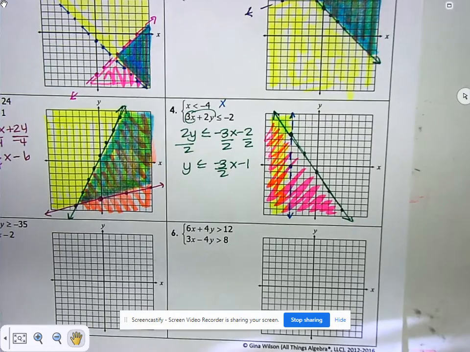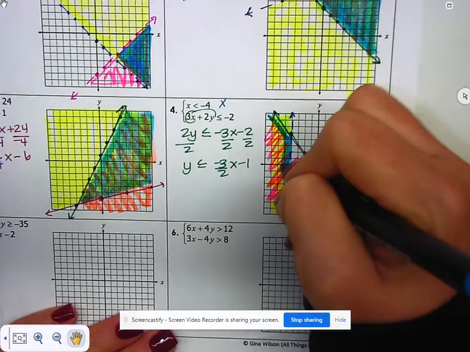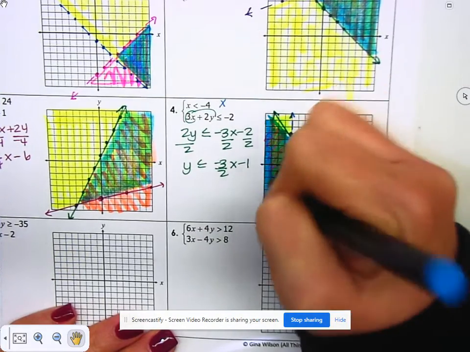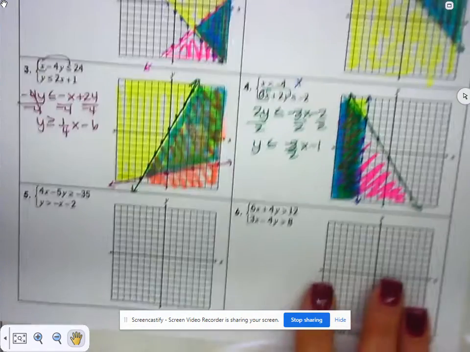And again, you will see these two overlap in this area right here. So make sure that is the darkest. Okay.